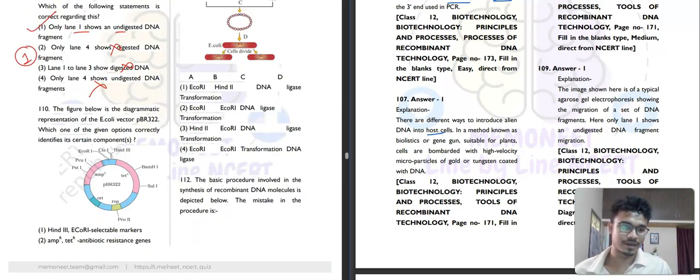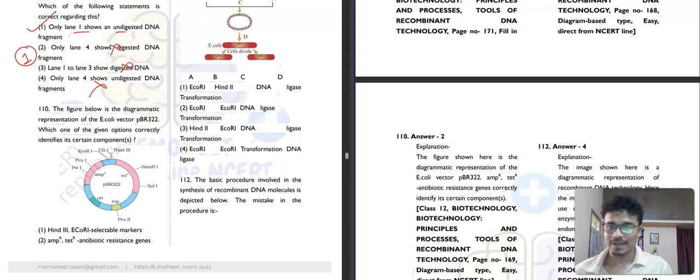Then question number 110. It is saying that the figure below is a diagrammatic representation of the E. coli vector pBR322. Which one of the following options correctly identifies its components? Okay, let's see. In the third, EcoRI selectable markers, so this is not the correct one. Ampicillin and tetracycline, you can see this. These are antibiotic resistance genes. Absolutely correct. So the second option will be your correct answer for this question.